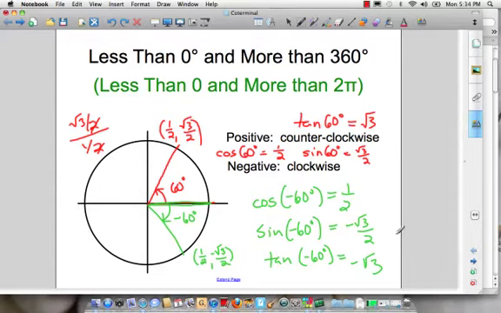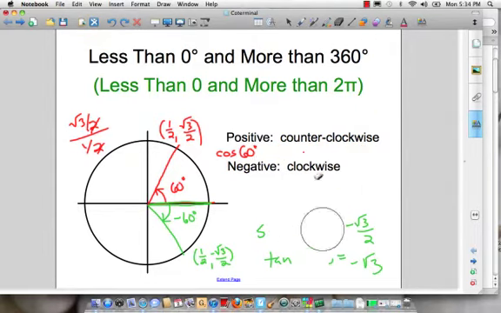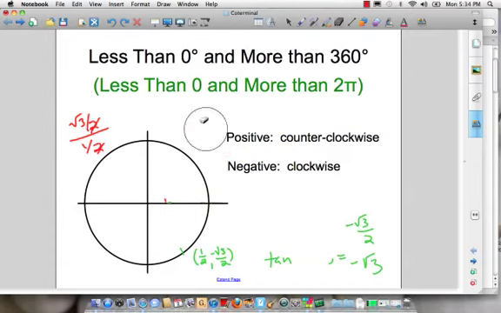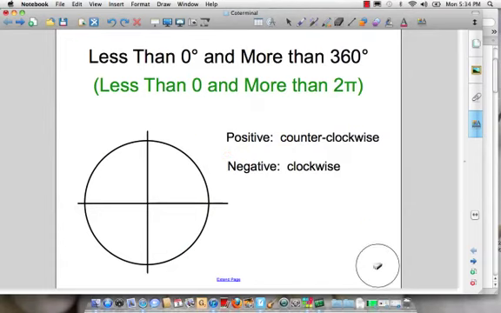I'm going to erase all that in a moment so that I can show you a similar problem with a radian measure. So be sure to get that into your notes, pause the video if you need to, and let's get that out of here. And now we're going to look at a negative radian measure.